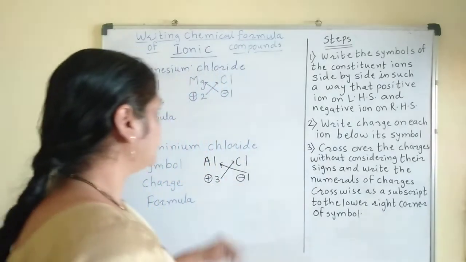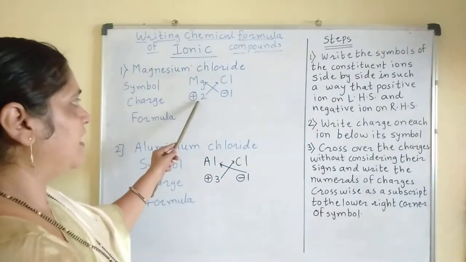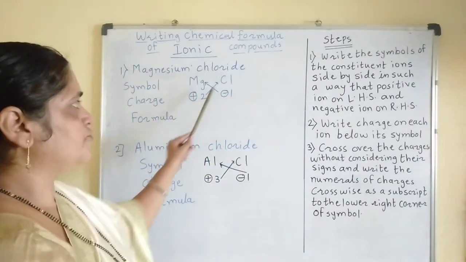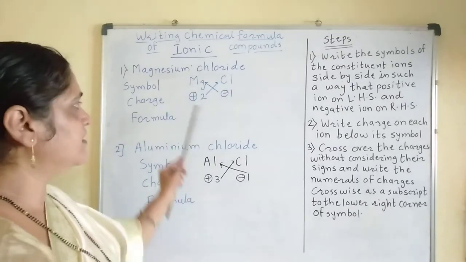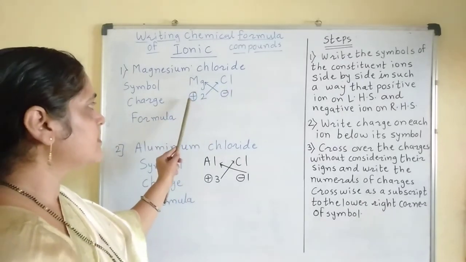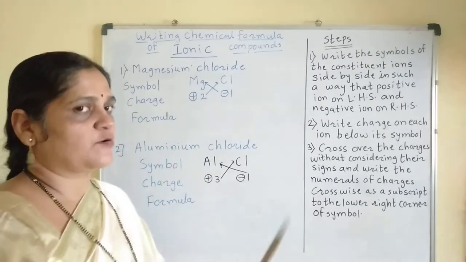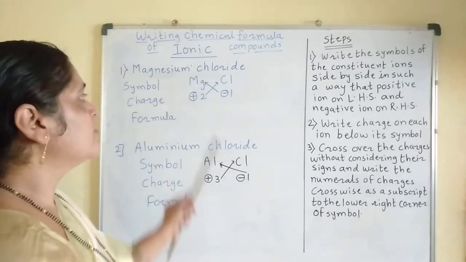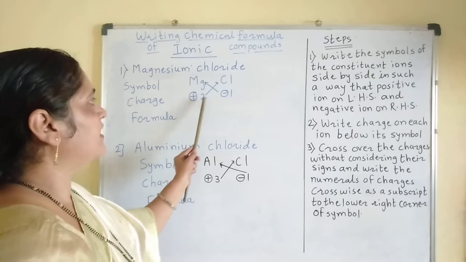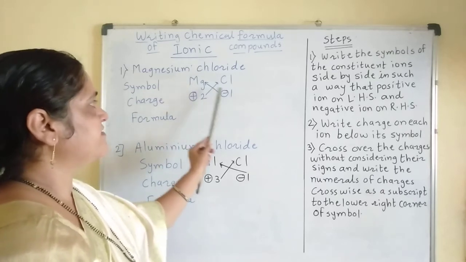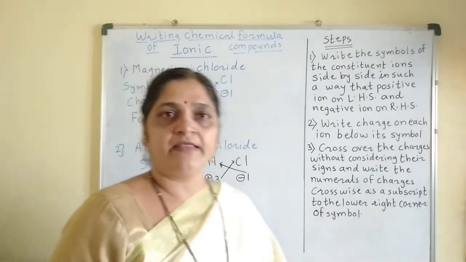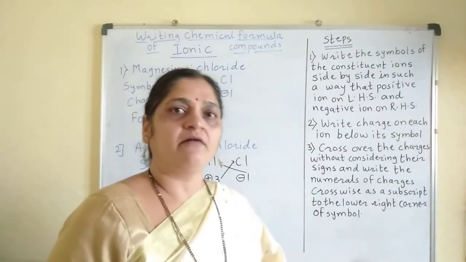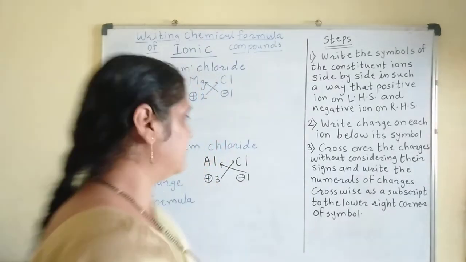Now let us check. Here you are going to multiply 2 with the Cl atom and 1 with the magnesium atom. Here you are not going to consider the plus and minus sign, so I have made a circle over here. So simply you have to multiply Cl with 2 and magnesium with 1. And we are not going to mention the number 1 in the formula. Therefore our formula will be like this.